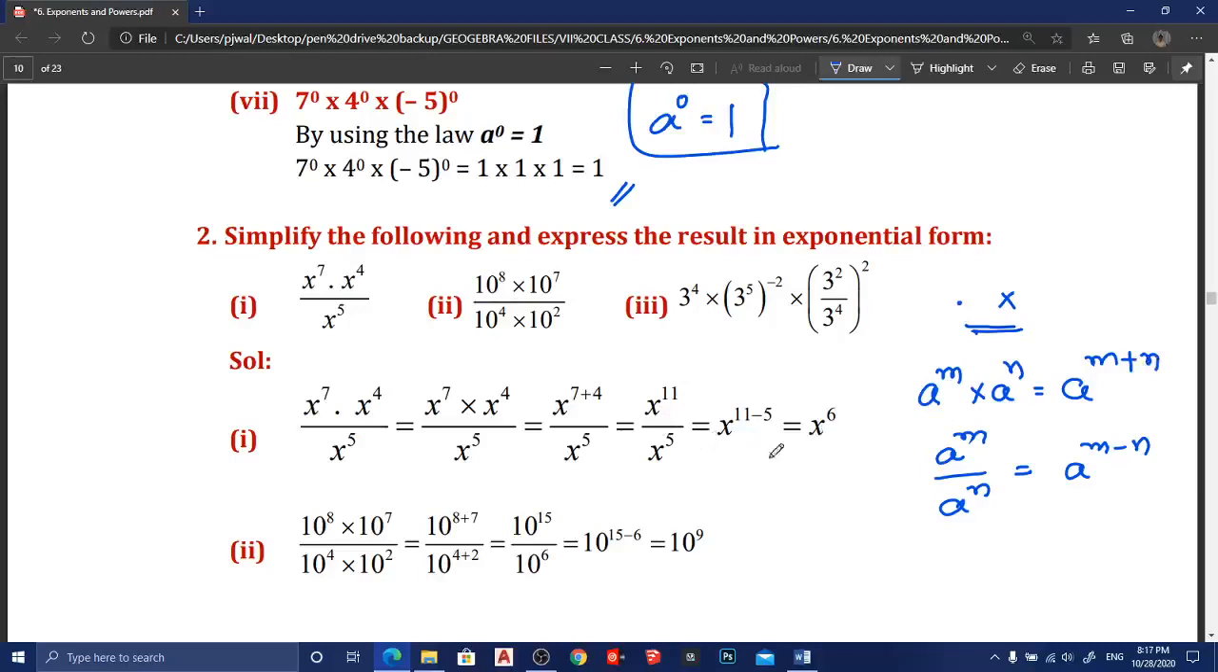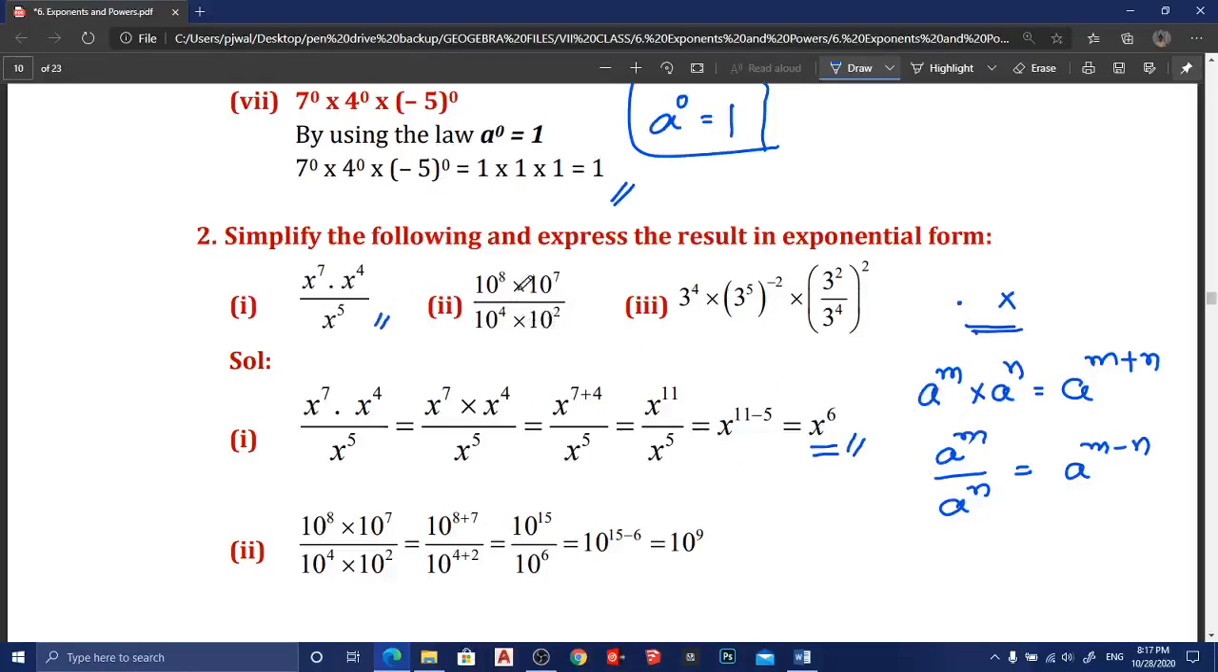So now you take this single base a here, which is x here. In this case, x to the power of m minus n, which is 11 minus 5, is equal to x to the power of 6. So this is the simplified form of the given expression. So by using the exponential formulas, the laws of exponents, we are simplifying the given problem like this.